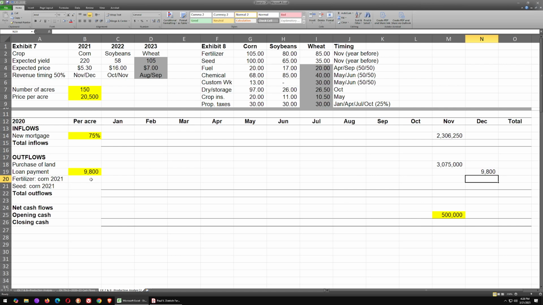And then we need to fertilize, and notice it's in the year before. So let's put the information here. Let's get in the habit of doing that. So the corn fertilizer is 105. The seed fertilizer is 100. And so what we'll do is equals 105 per acre times 150 acres. Same thing here. You can say equals 100 times 150 acres. And those are our cash flows.